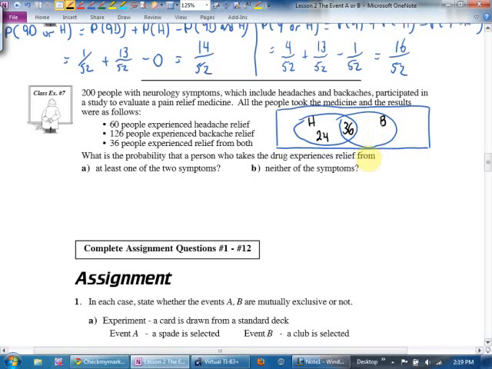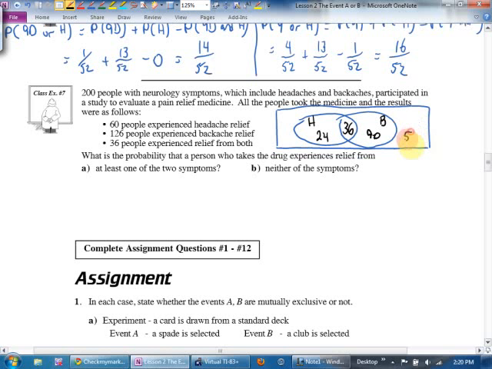Oh, Vitaly, how many people were in this study? Read the question. How many people were in the study? 200. So how many people did this drug not work for? Do the math. How will you calculate that? 200 minus 24 minus 36 minus 90. And this is some of the basic math behind clinical drug trials and things like that. How many? Anyone? 50? Okay.